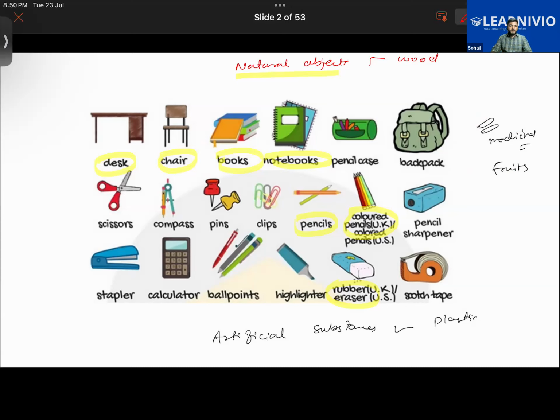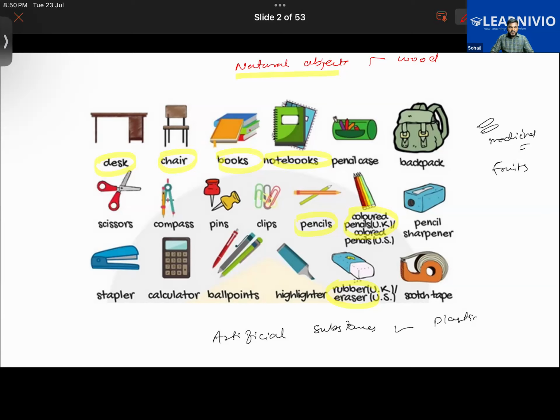So here we find out that we can group the different objects based on some similarities that they are sharing. Medicines and fruits, although they have different appearance, share one similarity: both of them are taken up by humans, consumed by humans. Got this?